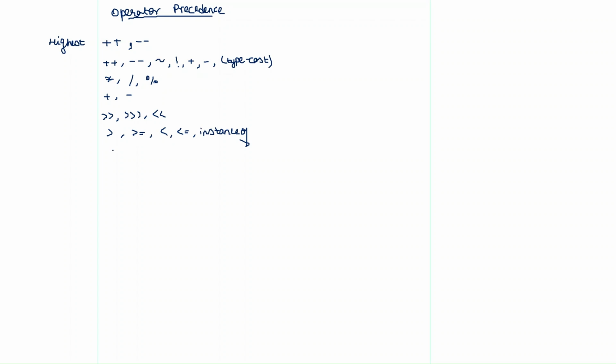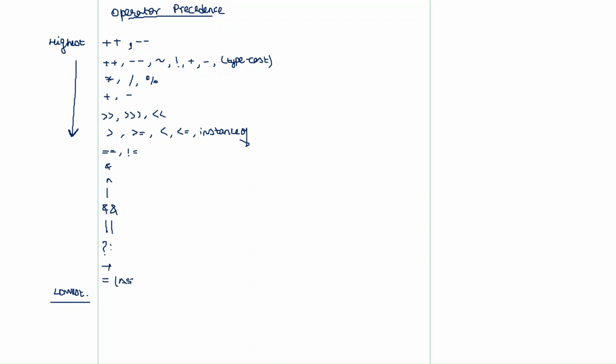Then there is equals equals, and not equals. Then there is bitwise AND, and then there is XOR. Then there is bitwise OR. Then there is a logical AND, a logical OR, a ternary operator, a lambda expression, and equals, which is the assignment, and here is where the lowest precedence lies. So going down this table, you would find the precedence decreases. The lowest precedence operator is executed by the compiler at the very last.